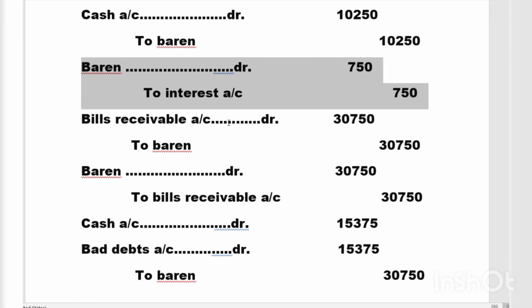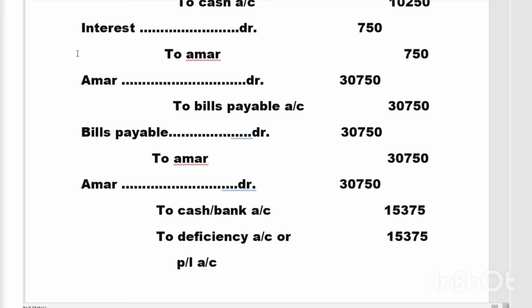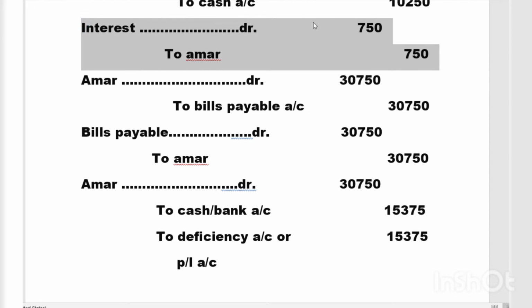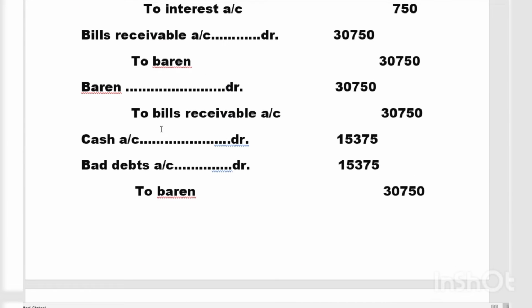Okay. And in the books of drawer, what are the entries? In the books of drawer, the entry will be interest account debit to Amar account, 750. Okay, now what is happening? Now Amar is drawing the bill of 30,750. 30,000 rupees is the remaining amount and 750 is the interest amount. 30,750 rupees new bill Amar is drawing and sending to Biren, and Biren is accepting and sending back to Amar.